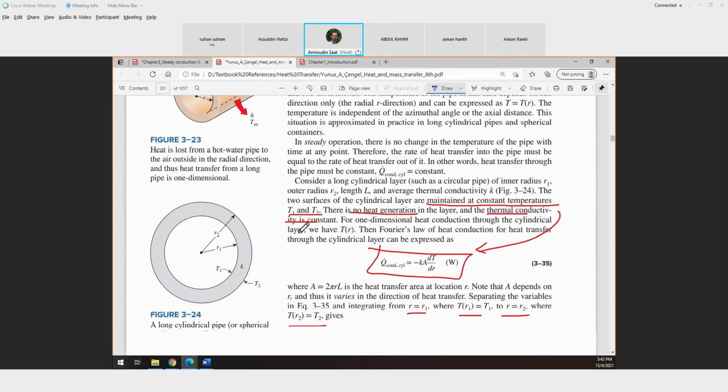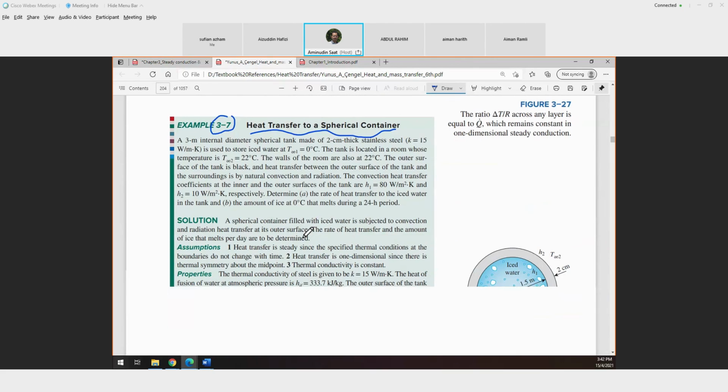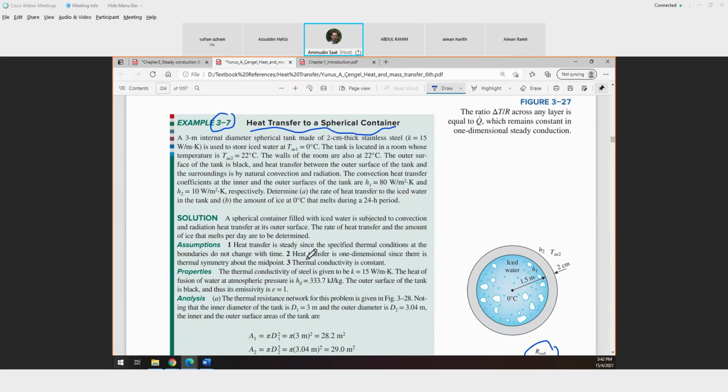And 3.7 and 3.8 are for the case of spherical and cylindrical. I will not go through the examples. If we have time in the next class, we will do some examples, or probably I will give you some assignment related to the plane wall, then cylinder, then spherical, in order to strengthen your understanding.